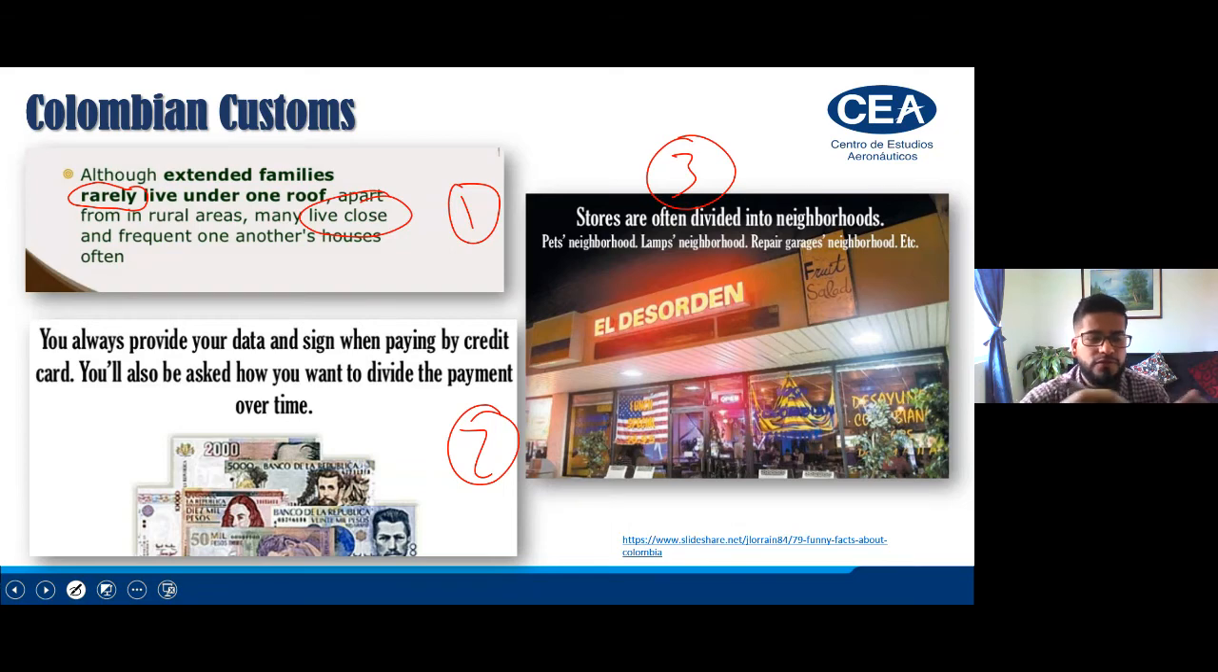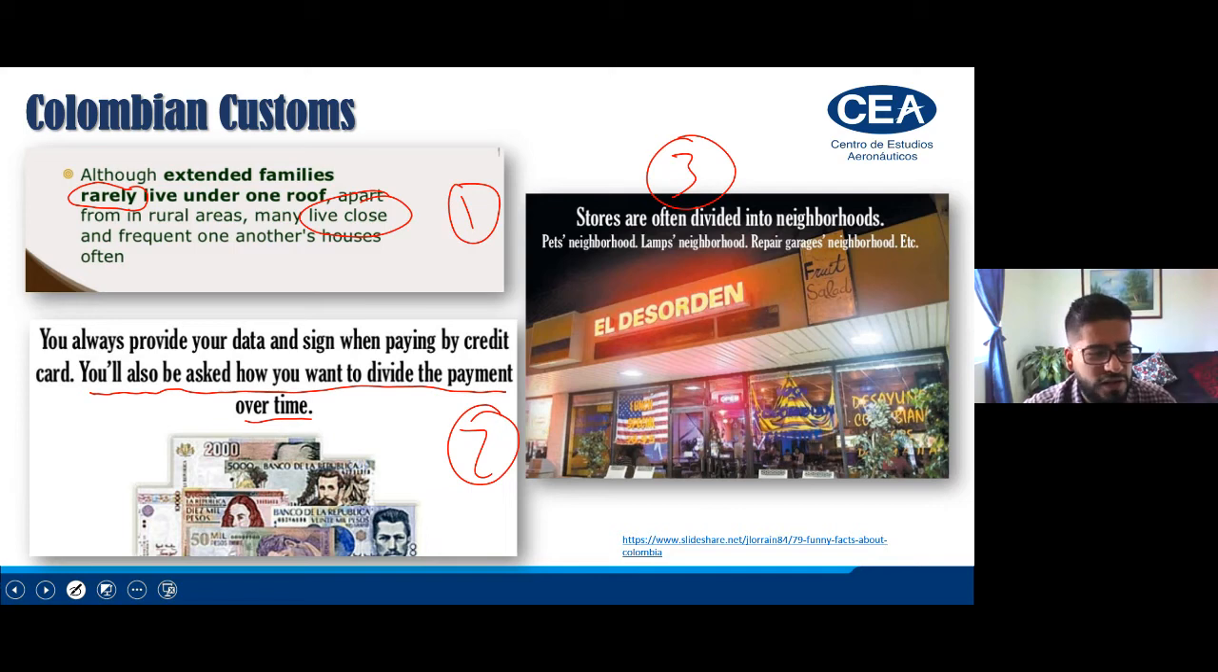Maybe you have to write your name, Nestor Lozano, just your signature, when you are paying with credit card. And what I mean about Bogota is the second part. You'd also be asked how you want to divide the payment over time. Customs depend on the region. In Bogota the region doesn't have the same customs as, for example, the coast, or the Antioquia region, or, I don't know, the Pacific region. They have different customs. So it depends on the region, it depends on the country. So they have different customs too.